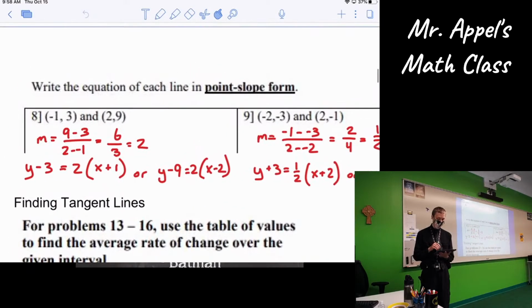Write the equation in point-slope form from the two given points. So once again, quick calculation of the slope. Pick one of the points. I went ahead and wrote both of them, so whichever one you chose, it should be on my screen. So either for number 8, y minus 3 equals 2 times x plus 1, or y minus 9 equals 2 times x minus 2.